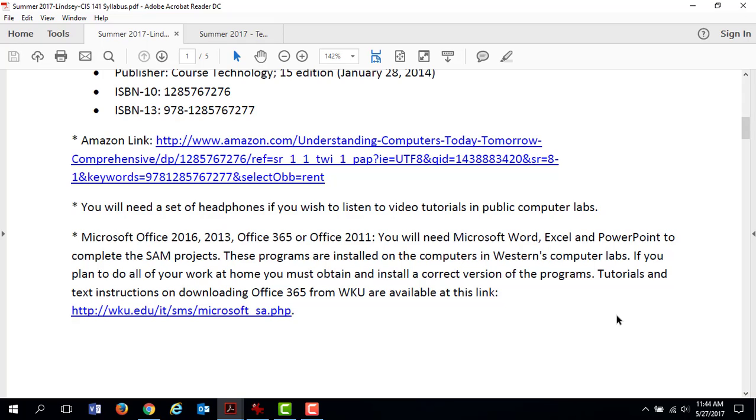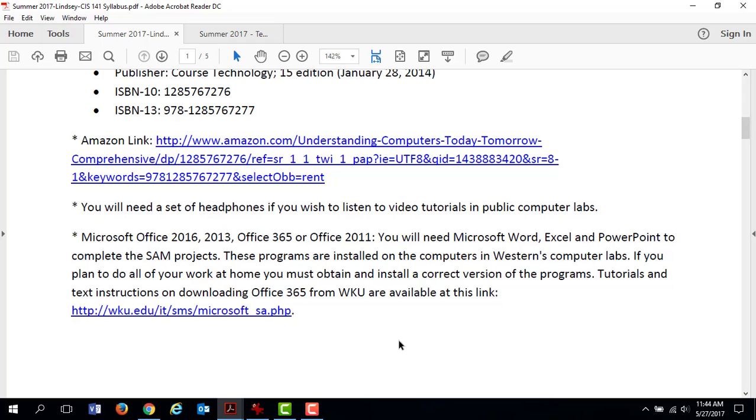So if you're going to work from a computer lab, make sure you have a pair of earphones that you can use to hear the audio portions of the lessons. And those WKU computers are going to have all of the software, and you won't have to do anything software-wise.